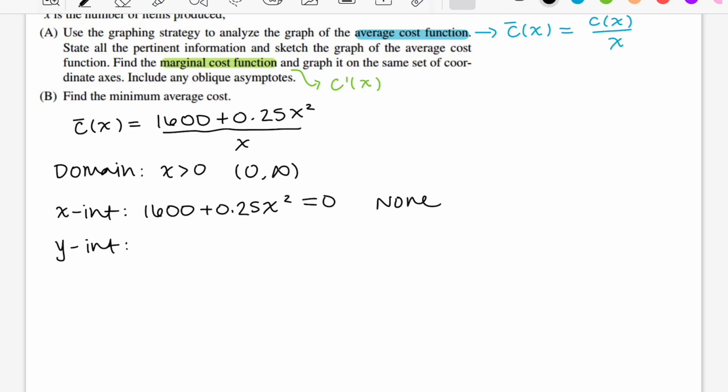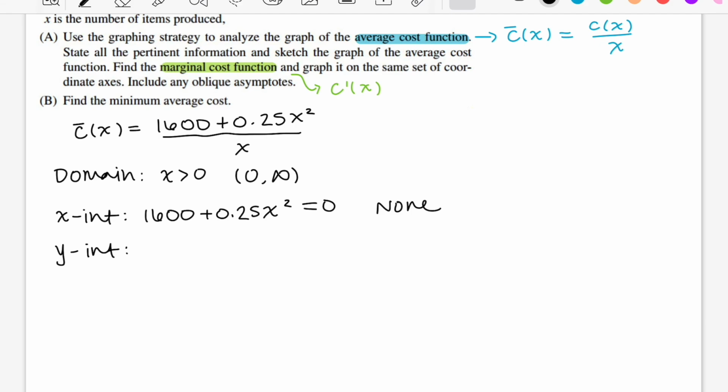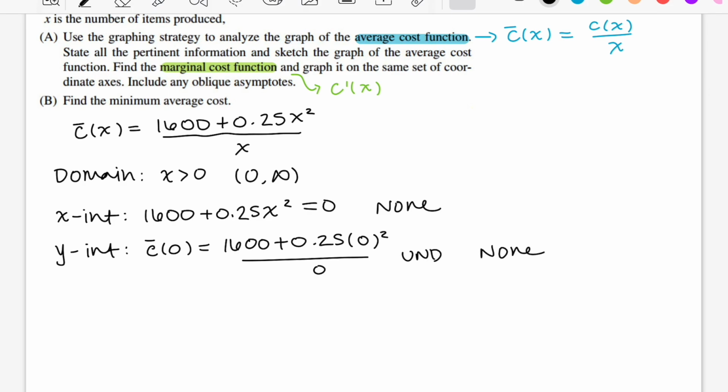Similarly, I'm going to find our y-intercept. We're going to look at plugging 0 into our function. And in this case, we're going to have a division by 0, which is undefined. So we also don't have any y-intercepts.